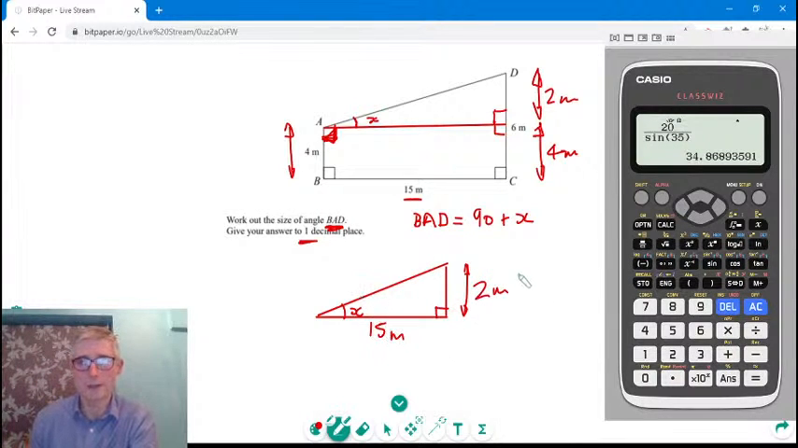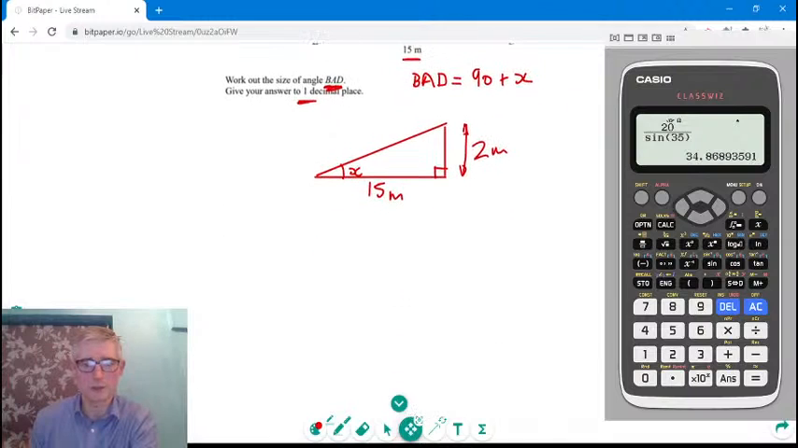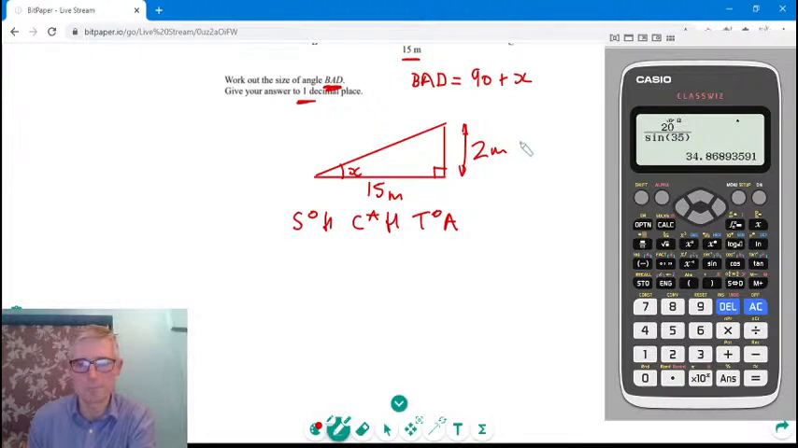And again, I'm going to write down the SOHCAHTOA bit. What we can see is the ones that we've got, if I label them, we've got the opposite and we've got the adjacent. So that means that we're going to pick the tan. We're always picking the one that contains the information we've got, or information we're looking for. Because we've got the opposite and adjacent, that's only contained in the tan.